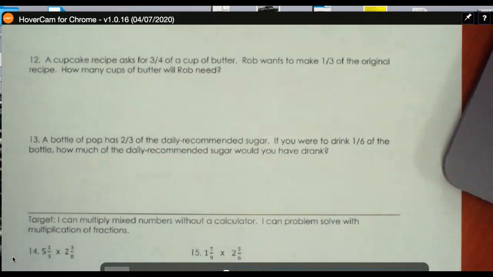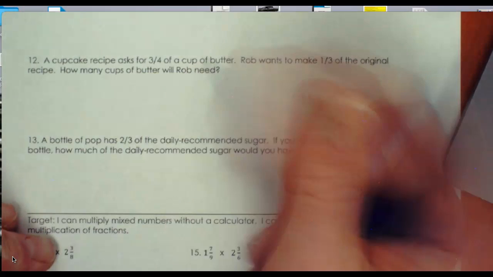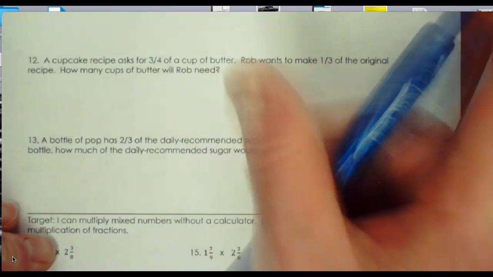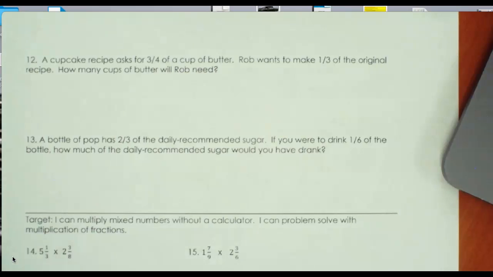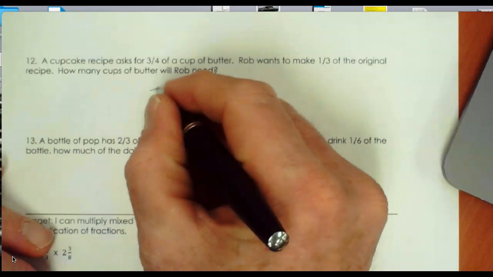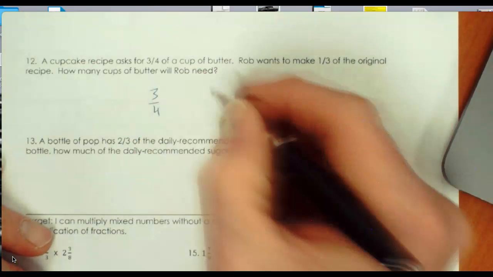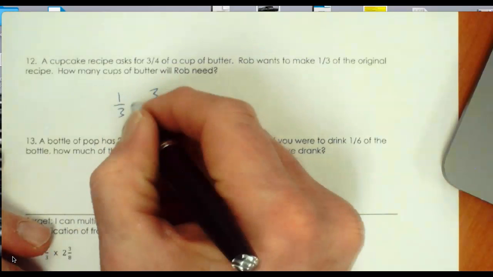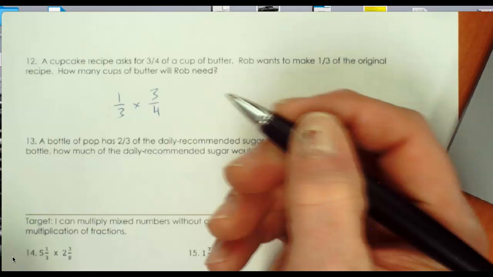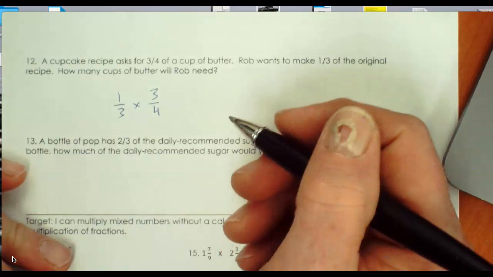Okie dokie then. All right, we've got a cupcake recipe that calls for 3/4 of a cup of butter. Well, that pen ain't going to work. What do we got here? Go for the OBG. 3/4 of a cup of butter, and Rob wants to make 1/3 of that recipe. So you can think about that as 1/3 of 3/4, or 1/3 times 3/4. You could also reverse those too. Commutative property allows us to do that.